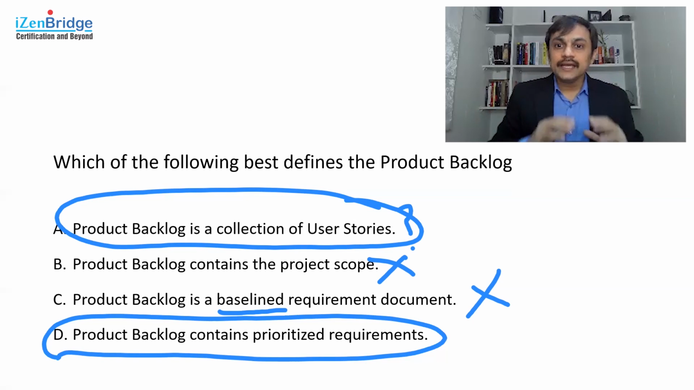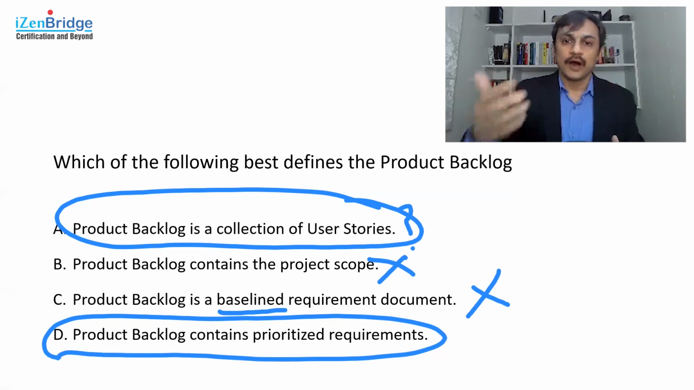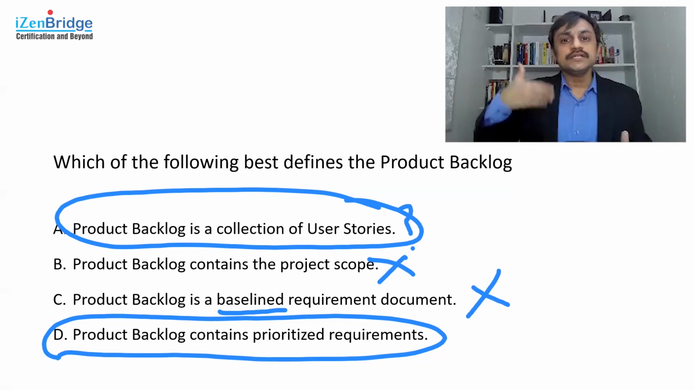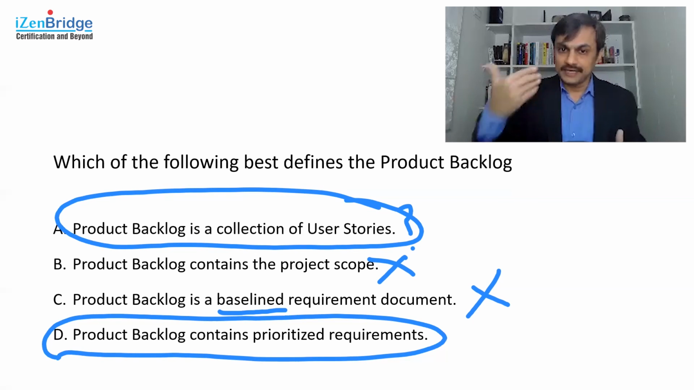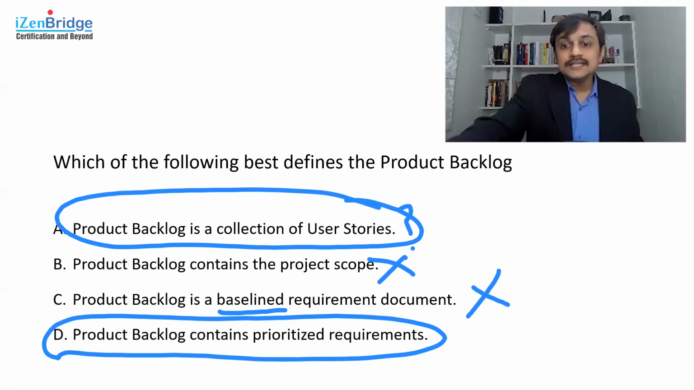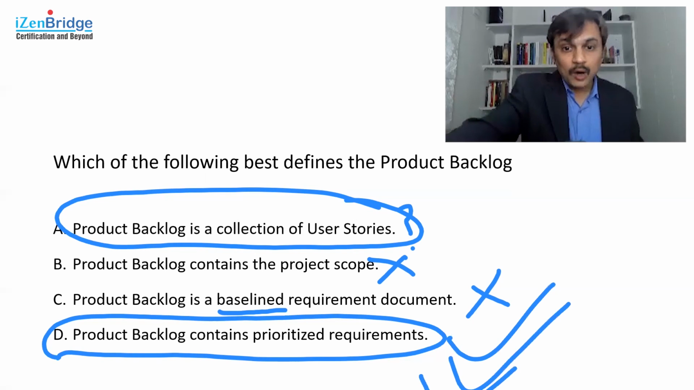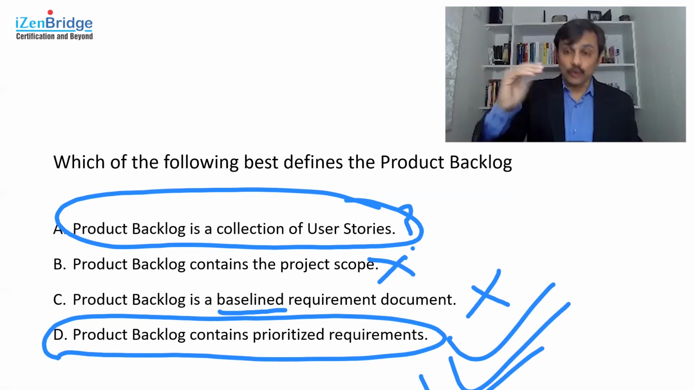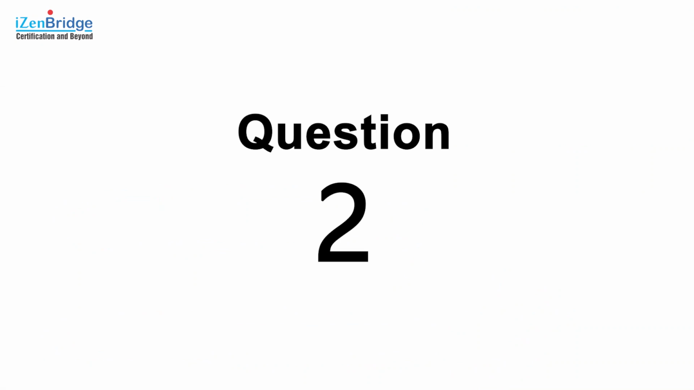What is needed is incremental exploration of requirements, so that you are continuously discovering new requirements and meeting them. And the product backlog should contain all those discovered requirements in a prioritized manner. So option D is more appropriate than option A out of the available four options. So I will choose option D, as a product backlog contains prioritized requirements.